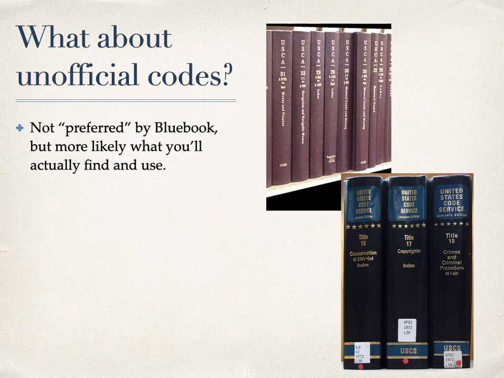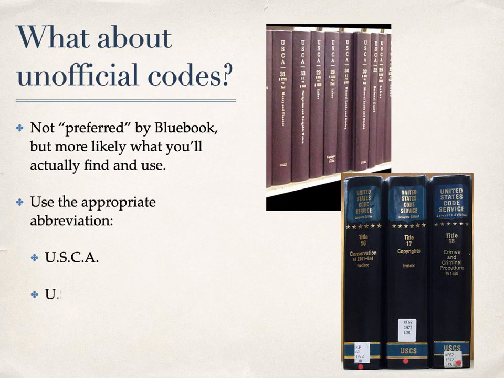They'll contain many digests of cases, and all these cases are those that have interpreted the statute that you're reading. They may also contain cites and references to other helpful secondary sources. The two main unofficial codes for federal statutes are the United States Code Annotated, USCA, and the United States Code Service, USCS. You can see their abbreviations here as well as in T1.